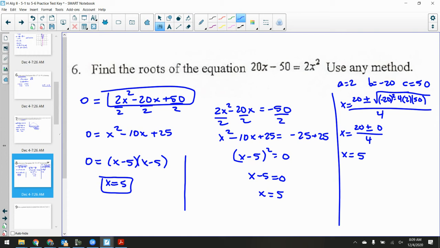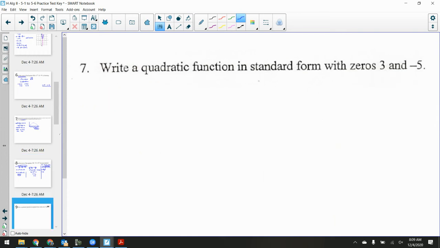Okay, let's keep it going. Write a quadratic equation with these zeros. Okay, so this is the one where we're going backward, right? I start by saying x equals 3, x equals negative 5. So I would say x minus 3 equals 0, x plus 5 equals 0, right? We get them set equal to 0, and then we find the function.